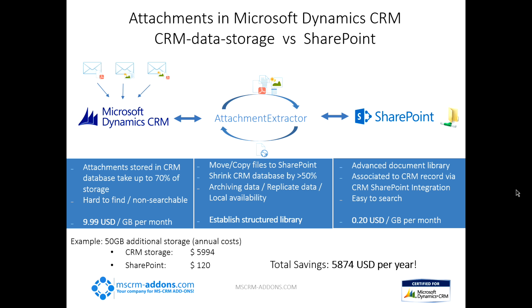One of the main things I want to point out is this: let's say you have 50 gigabytes of additional storage. Your annual cost for CRM storage at $9.99 per gigabyte per month is going to be $5,994. SharePoint is 20 cents per gigabyte per month, so the SharePoint storage cost is going to be $120 per year. If you do the math, that gives you a total savings of $5,874 per year. That's just a typical scenario. One of the nice things about those savings is that AttachmentExtractor is pretty much going to pay for itself within about 6 months to a year. So it saves a lot of costs.